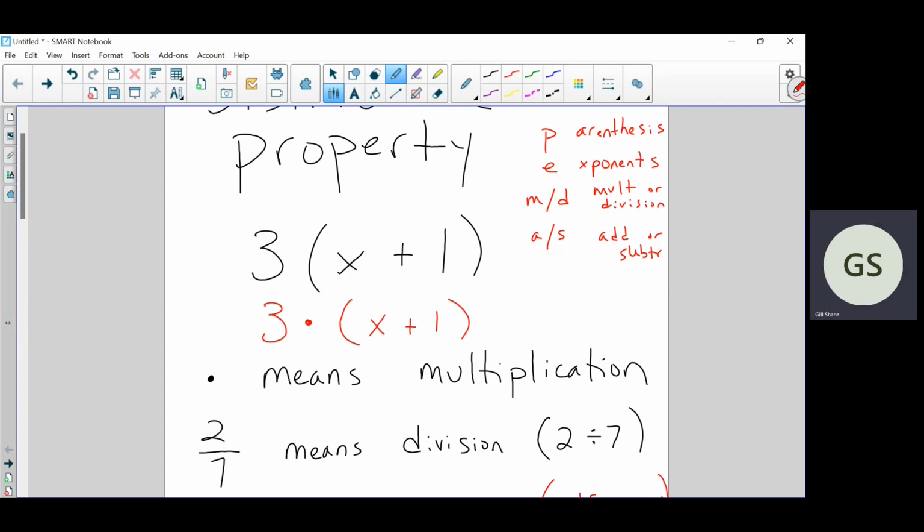But again, we don't skip division to do the multiplication. If we're doing a problem from left to right and there's division that comes first, then we do the division. Or once we get to the last step, if there's some subtraction that comes before addition, then we do the subtraction first. Don't worry too much about that. Just write that down for now.